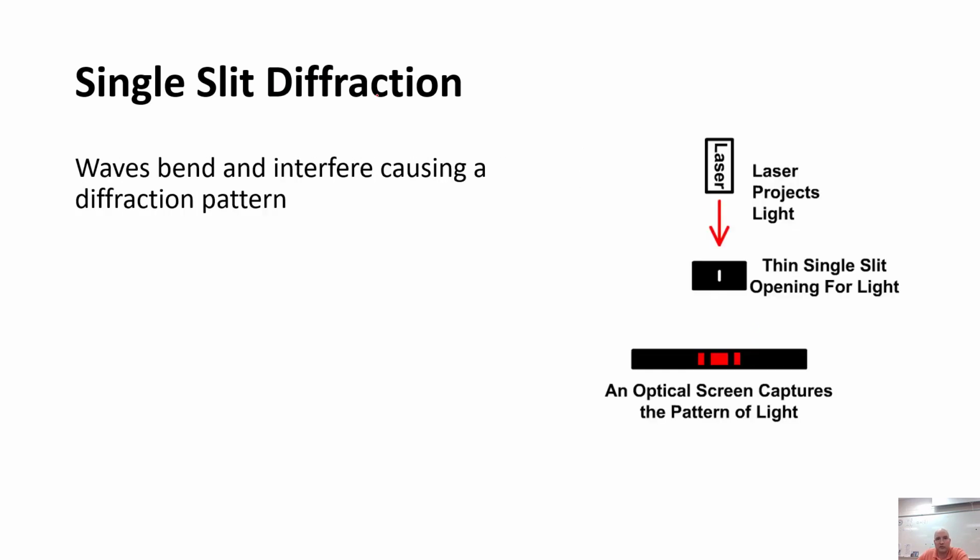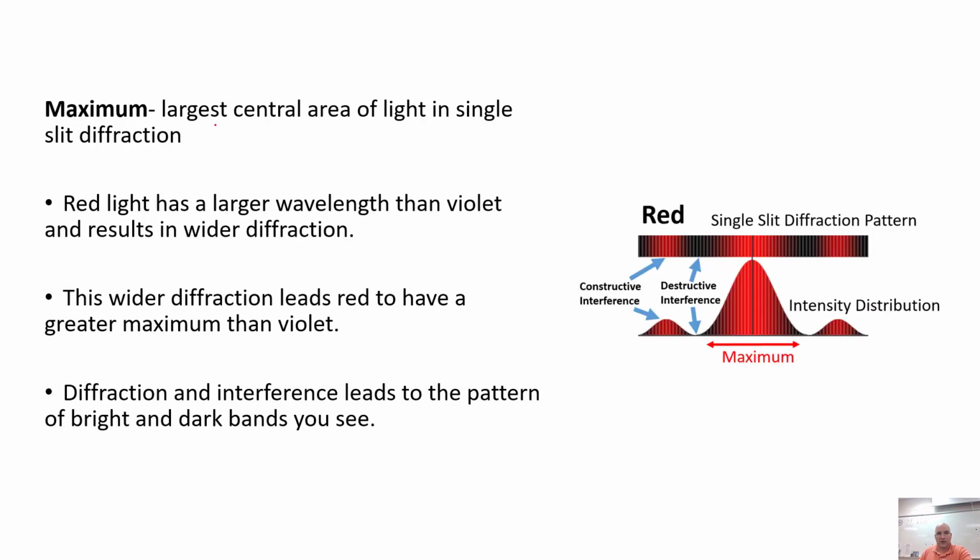When you shine light through a single slit, if light was a particle, you would just see a little dot right over here. But when you shine, let's say, a red monochromatic laser through that slit, you instead see a pattern. In this pattern, you're going to see a maximum, which is the central area. The maximum is going to be larger or smaller depending on how much diffraction is occurring.